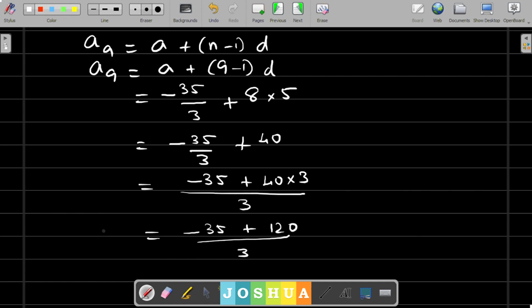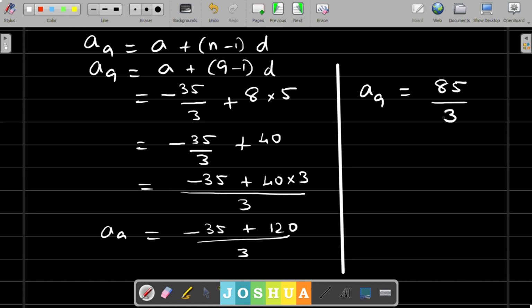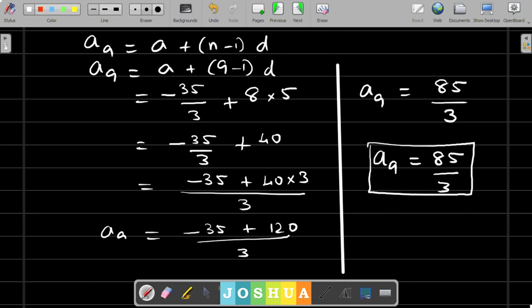That is a9. I'll take the next part here. If you subtract this, 120 minus 35 is 85, so a9 is 85 upon 3. You can leave it as it is, or you can divide, but my suggestion is when there is a fraction, leave it as it is. So they ask a9. a9 is 85 upon 3. Okay, so now move on to the next one.